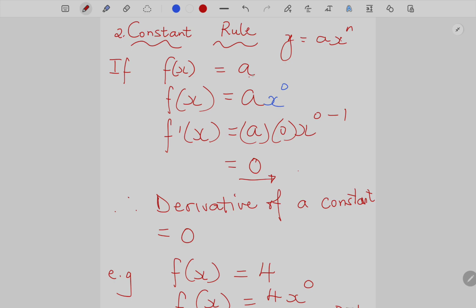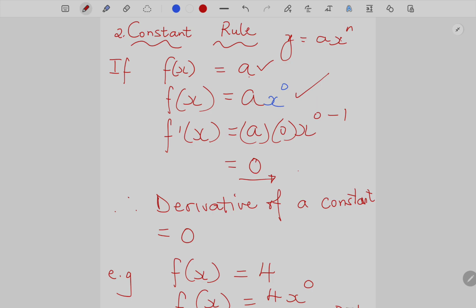So f of x is equal to a can be rewritten as f of x is equal to a x to the power of 0. We all know that x to the power of 0 is equal to 1. So a x to the power of 0 is the same as f of x is equal to a.